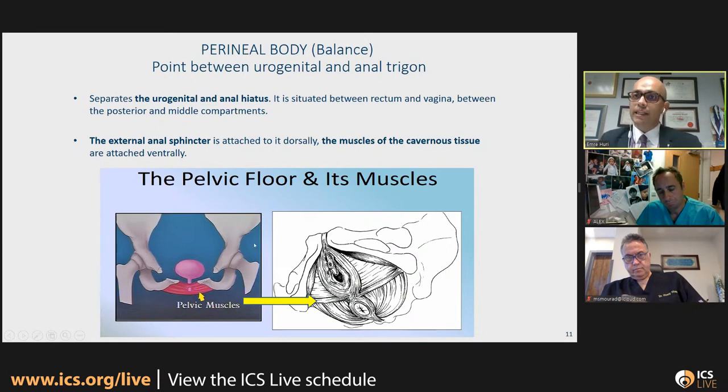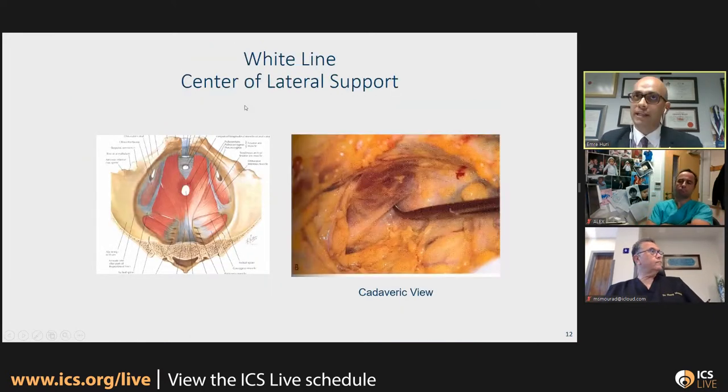The perineal body, you can examine especially at the perineal spaces, at the point between the urogenital and the anal trigone. It provides the balance between the middle and the posterior compartment of the pelvic floor.